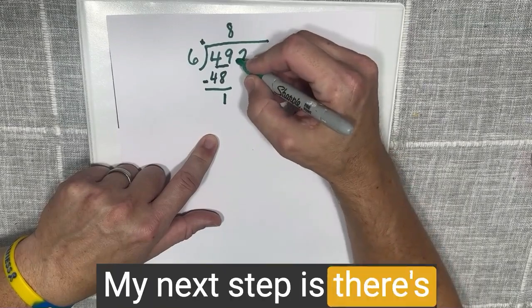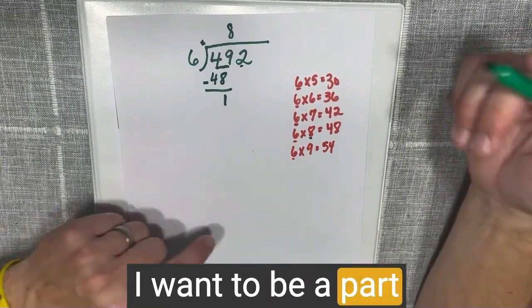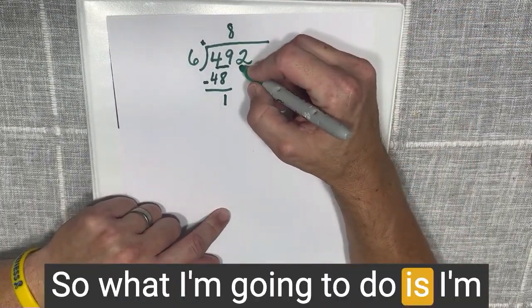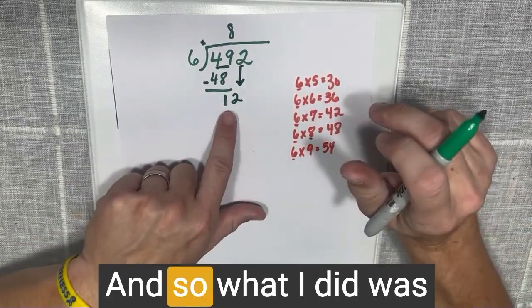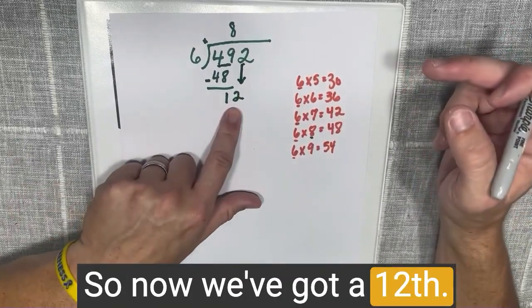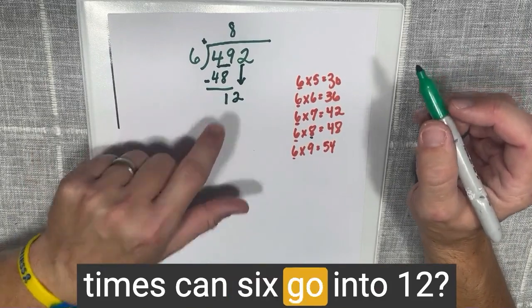My next step is there's a number sitting here, this little 2. Hey, am I going to get in the mix? And wait, well, what am I going to do? I want to be a part of this problem. So now it's the 2's turn to get in the action. So what I'm going to do is I'm going to bring that 2 down. I'm going to put it right here. And so what I did was that 1, I brought the 2 down, combined it together. So now we got a 12. Okay. So now I'm going to sit there and say, how many times can 6 go into 12?